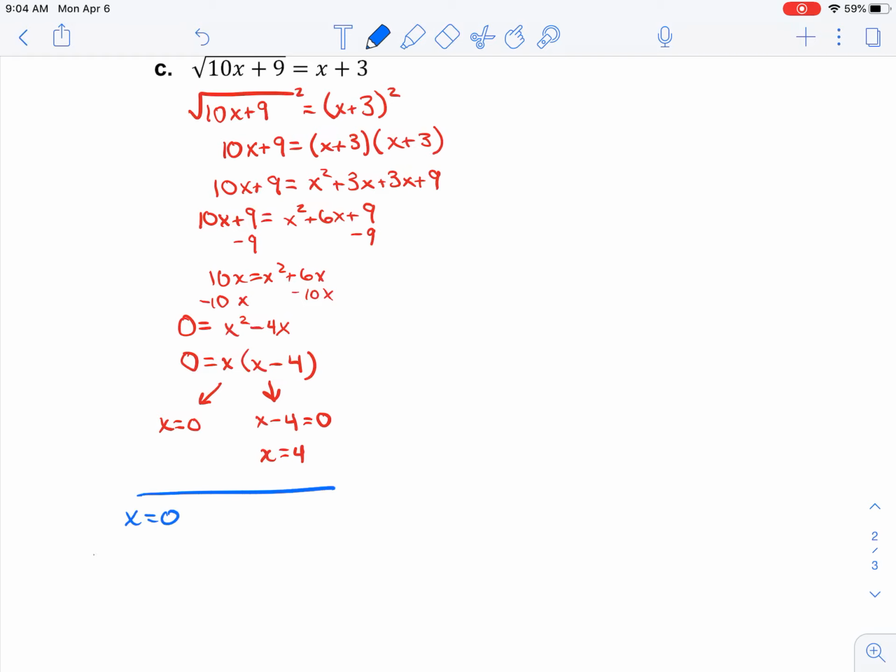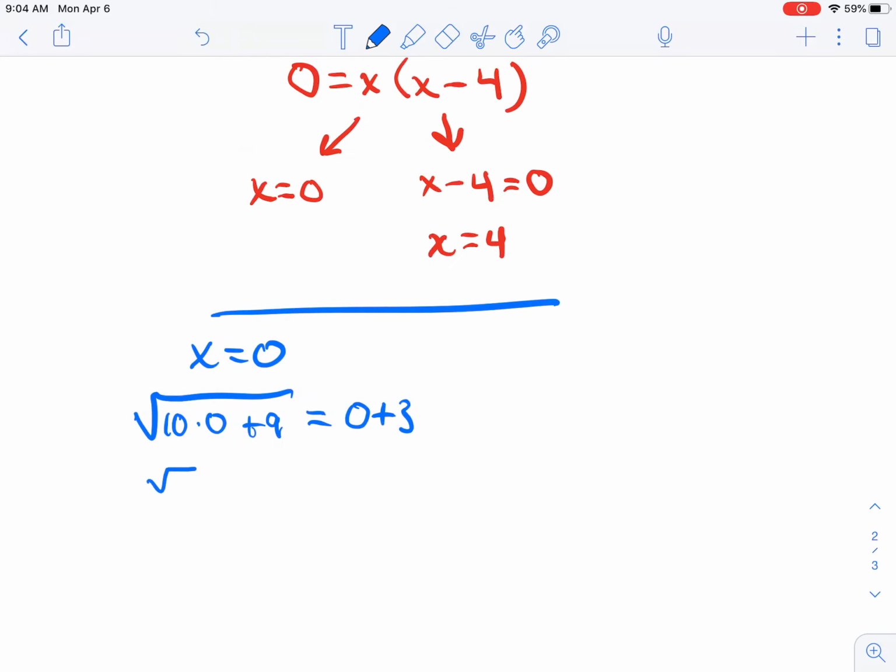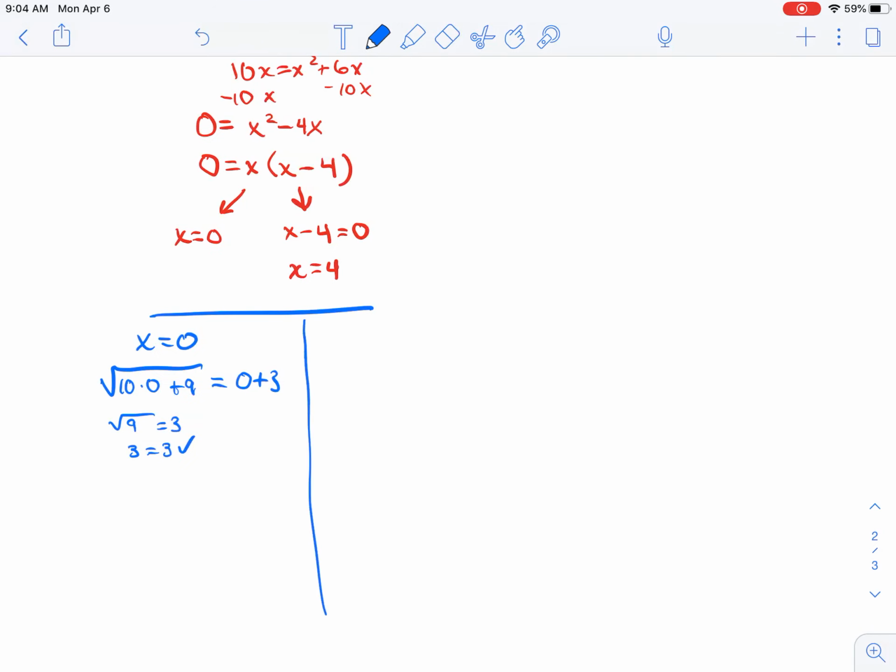When you plug x equals 0 in, you'd have the square root of 10 times 0 plus 9 equals 0 plus 3. So I have the square root of 9 equals 3. 3 equals 3. Okay, that one works. x equals 0 is good. Let's test x equals 4.